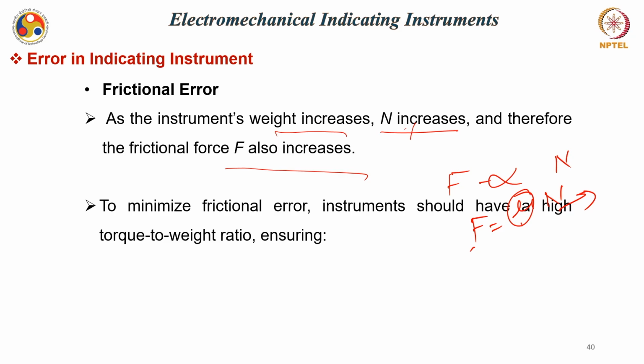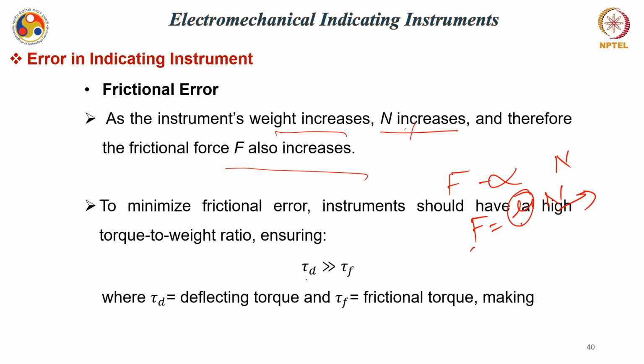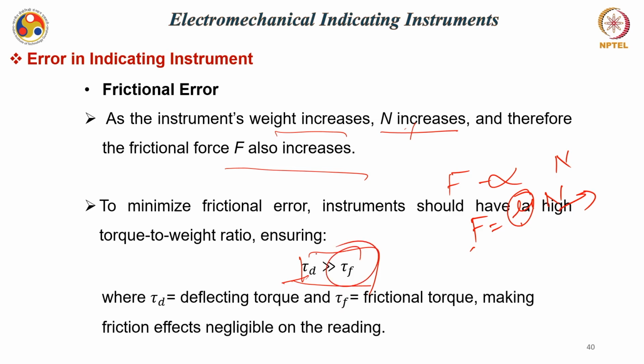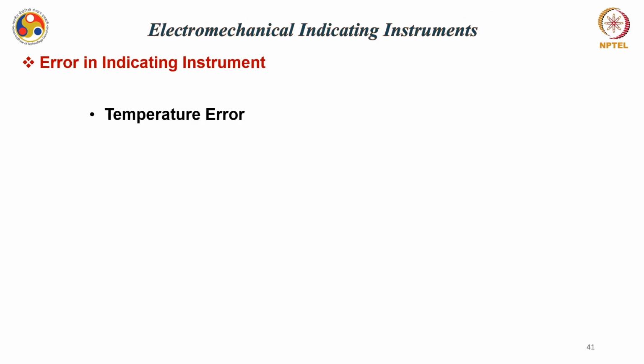Okay. So to minimize the frictional error, the instrument should have a high torque to weight ratio, which will be ensured by this condition where Td is the deflecting torque and this is the frictional torque. So by this condition, the frictional effect can have negligible or at least minimum effect on the final reading.